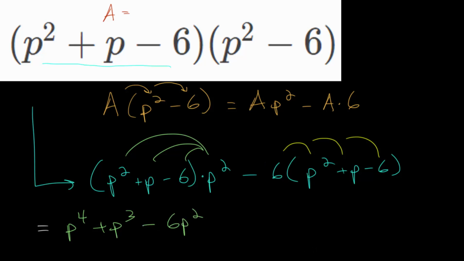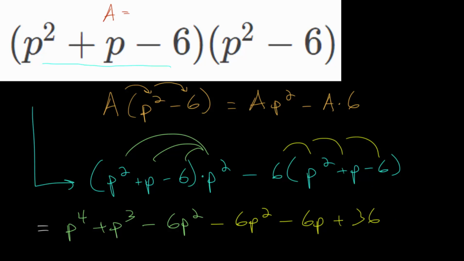Then we move over to our negative 6 distributing to that quadratic. Minus 6 times p squared, we know is minus 6 p squared. Minus 6 times p, that's just minus 6p. And negative 6 times negative 6 is positive 36.